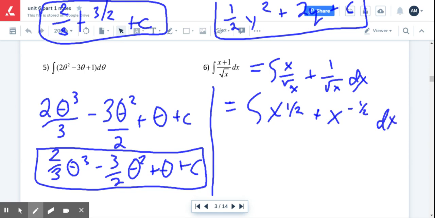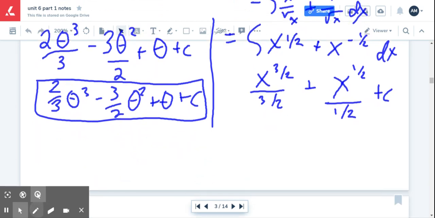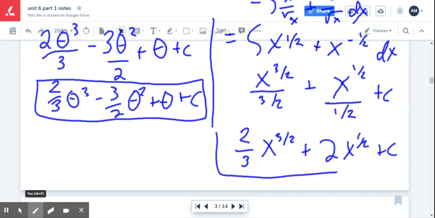And if we integrate that, add 1 to the exponent, so x to the 3/2 divided by 3/2, plus, add 1 to the exponent, so negative 1/2 plus 1 is positive 1/2, and then divide by that new exponent, plus c. And then just simplifying that a little bit, just because I don't like the fractions in the denominator, we multiply by the reciprocal. So 2/3 x to the 3/2 plus 2x to the 1/2 plus c. And those are our basic antiderivative rules.